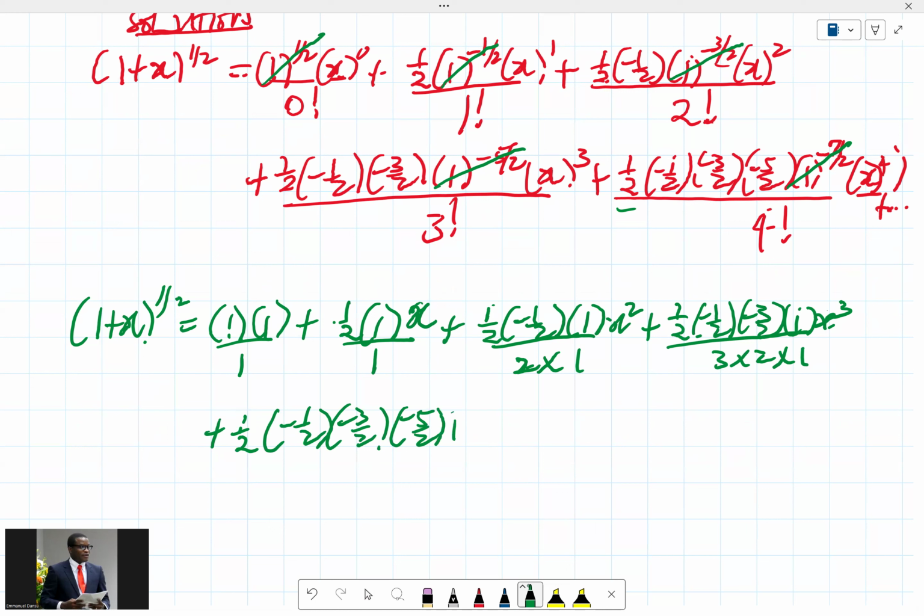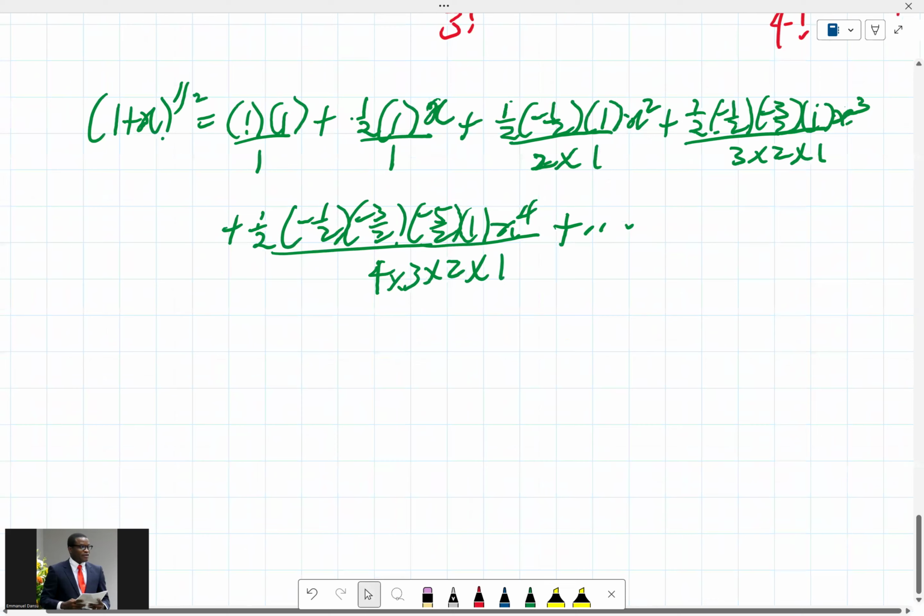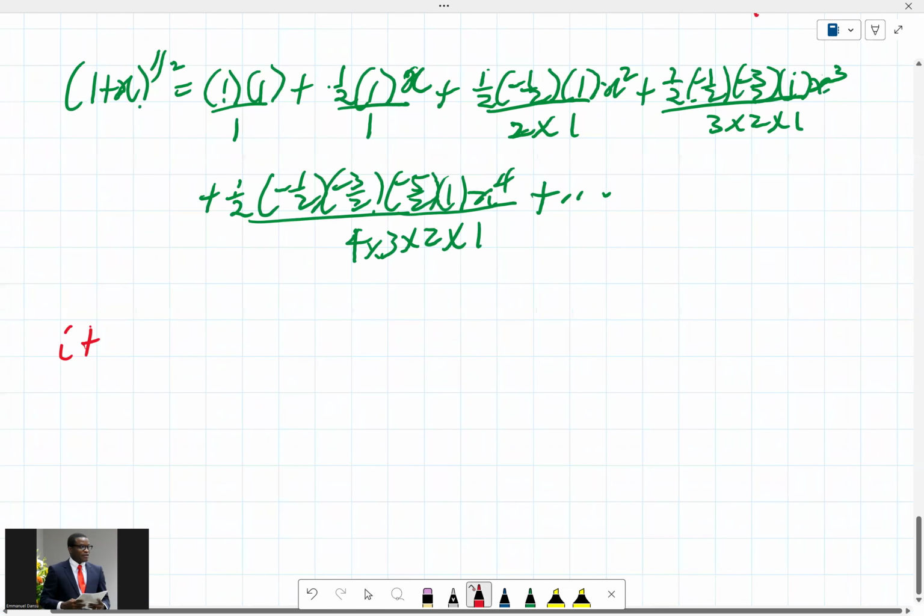All right, then 1 raised to power minus 7 over 2 is 1. Then we have x raised to power 4 over 4 factorial, and 4 factorial is 4 times 3 times 2 times 1. And all the terms continue like that. Okay, so we are still on the matter. Next thing we have is 1 plus x raised to power half, still tidying things up.